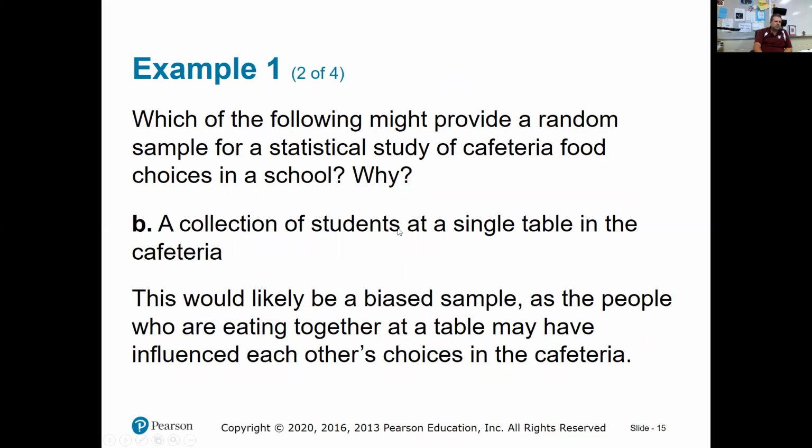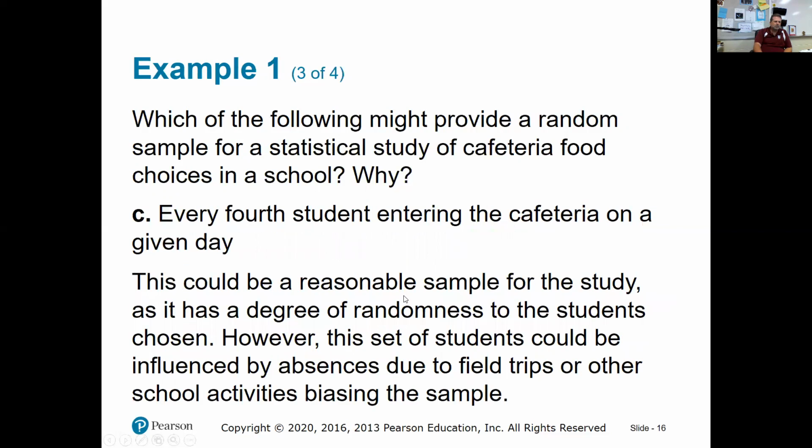Talking to a collection of students at a single table in the cafeteria. Okay, well, they're friends, probably, if they're sitting together. One table, not a very big sample size. Okay, and they are probably very similar kind of people. It says the people who are eating together at the table may have influenced each other's choices in the cafeteria. Let's talk about this next one.